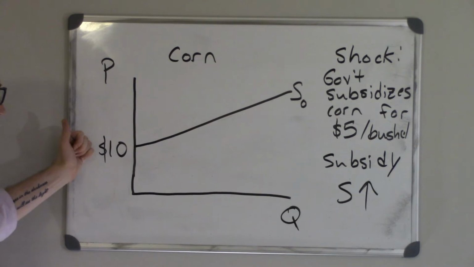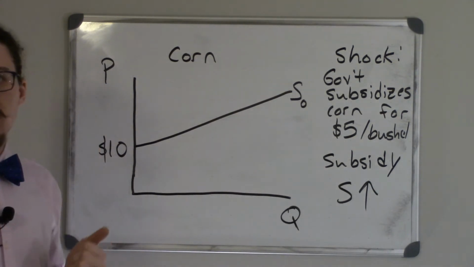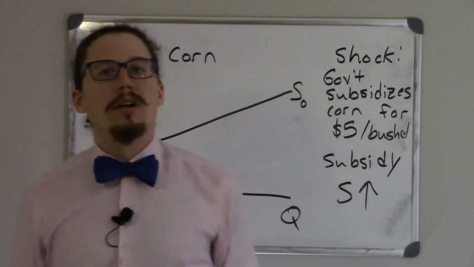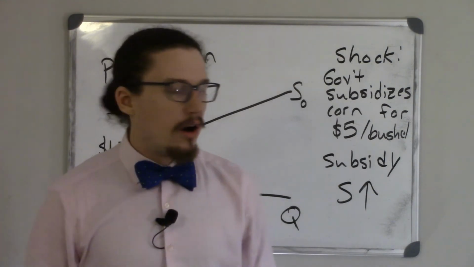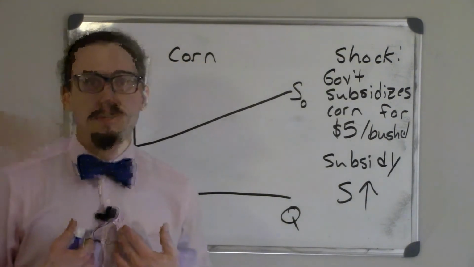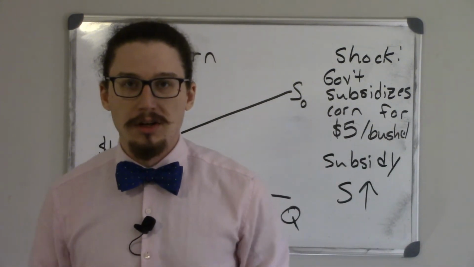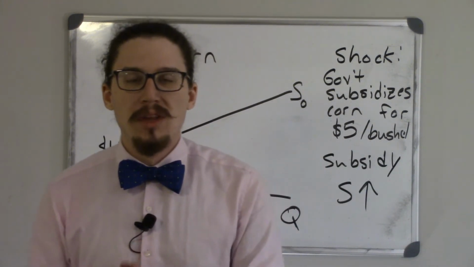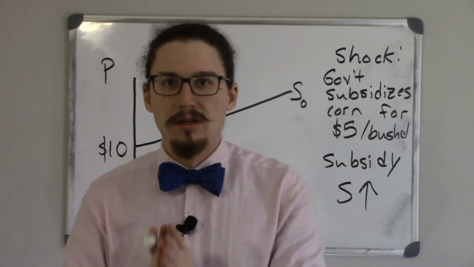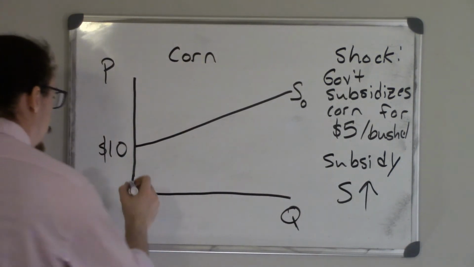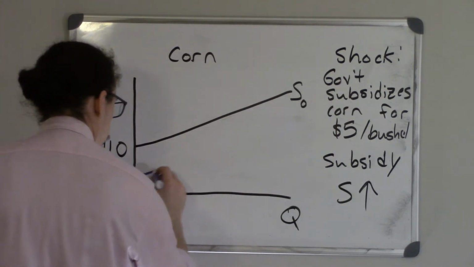Because if originally, before the shock, I'm at $10 per bushel to break even, well, now if the government's saying, hey, we'll pay $5 on that, now all I need to do is find somebody else that's willing to pay an additional $5, and I've got my $10. So I get $5 from the government, $5 from a consumer, and I'm breaking even, and I'm very happy. And that is what we would see.